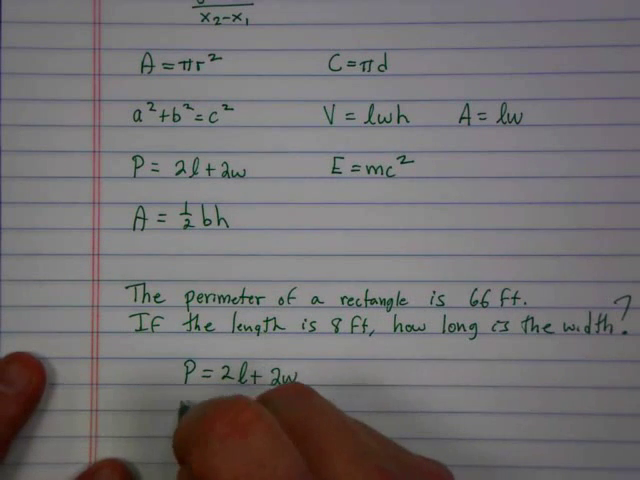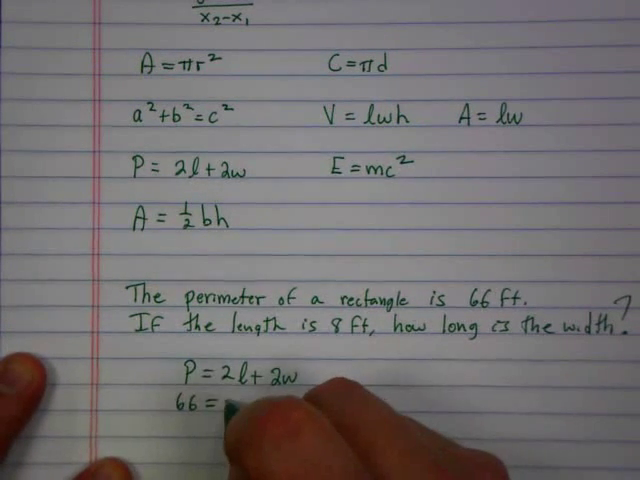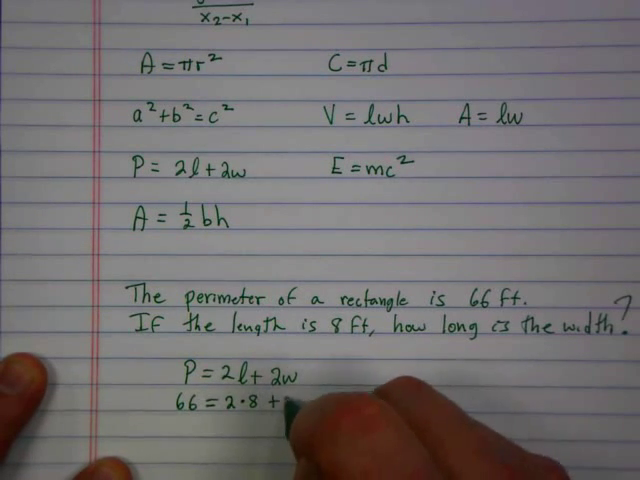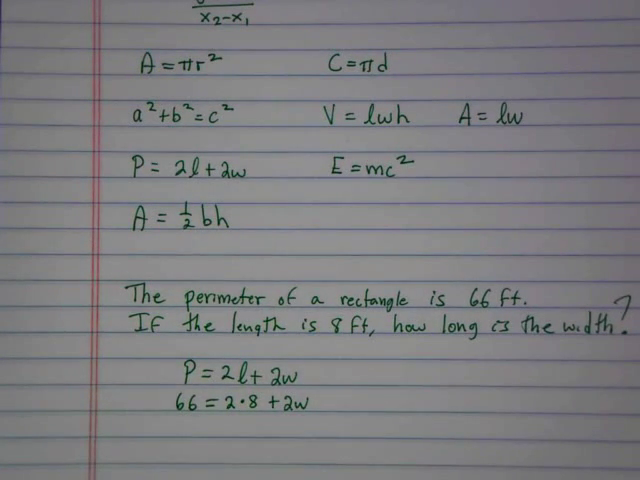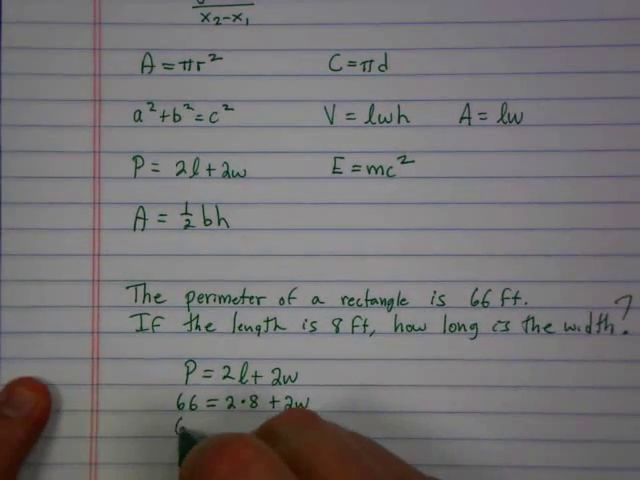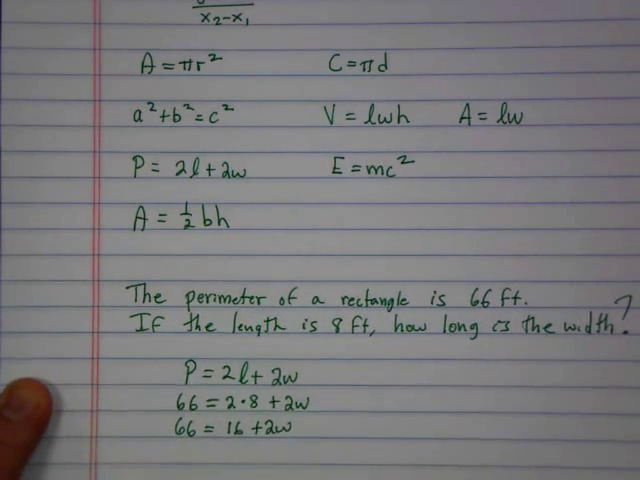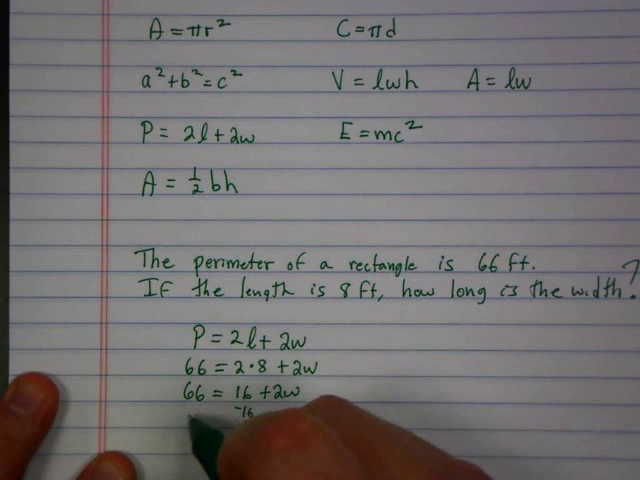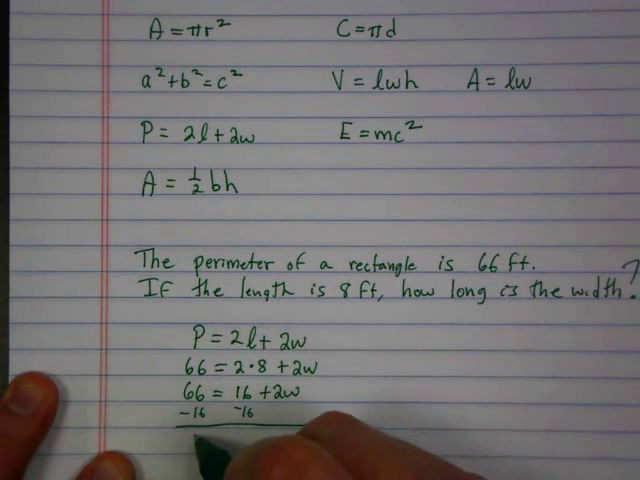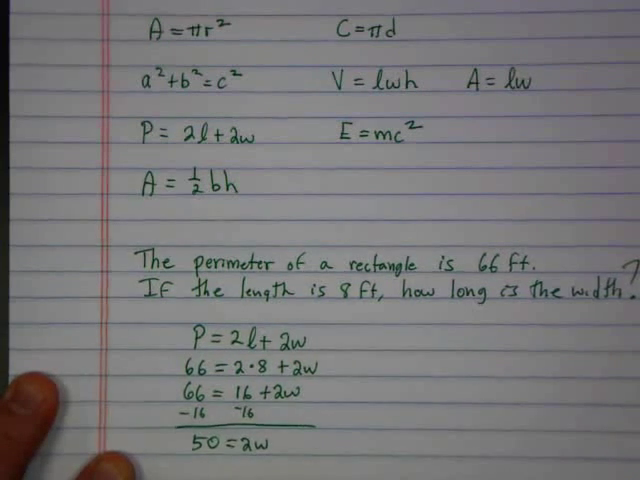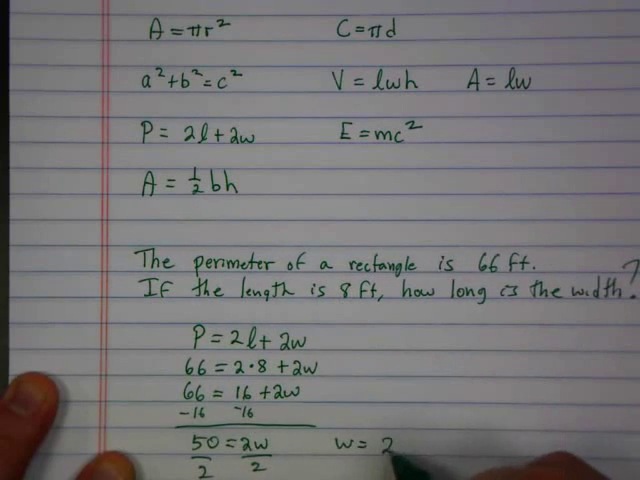We will have 66 equals 2 times 8 plus 2W. And we want to take that equation and get W all by itself. Well, let's see. 66 is 2 times 8, which is 16, plus 2W. How do you solve? Subtract 16. 66 minus 16 is 50, which equals 2W. Divide by 2. W is 25. And our units would be feet.